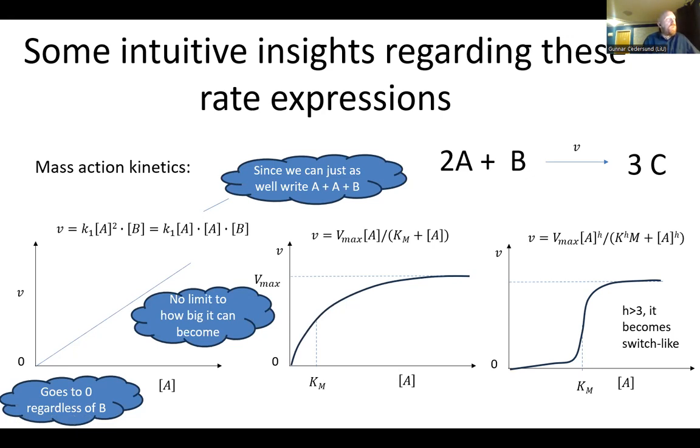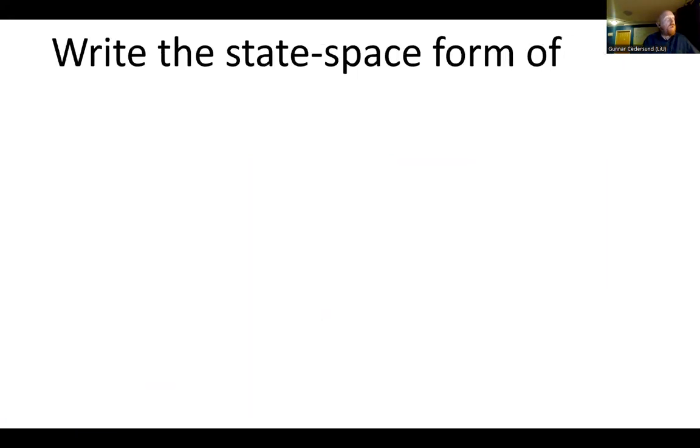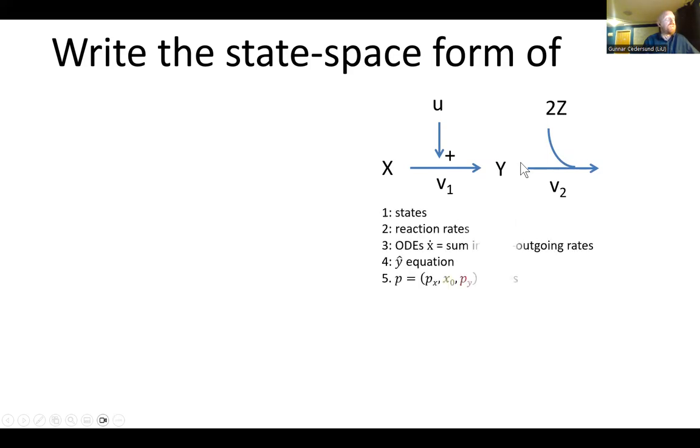Okay, so I think we are ready for an example. So let's consider an example. X turns into Y, and here we have an input. So we have some kind of enzyme that catalyzes this reaction. And then we have a second reaction, which is Y plus 2Z that leads to the elimination of both of them. So 2 reactions. And the formula is basically the following.